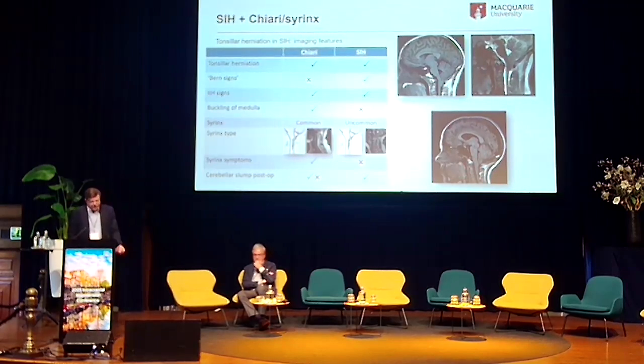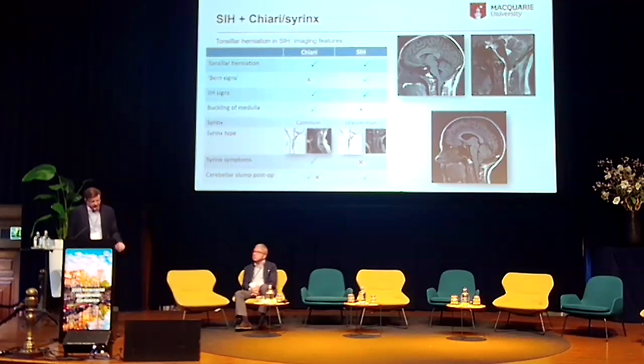Syrinx can occur in both of these conditions, common in Chiari malformation, but pretty uncommon in SIH. As I say, the largest series, 6 patients. One of the key points, the syrinx type in Chiari malformation, the vast majority are non-communicating. In SIH, they are all communicating, at least all the ones that I've seen, all the ones in the literature, the one that Lilani showed this morning, that was communicating.